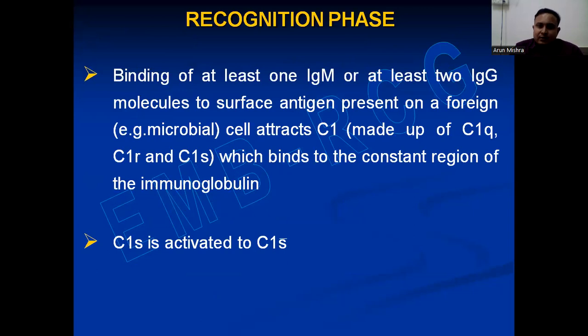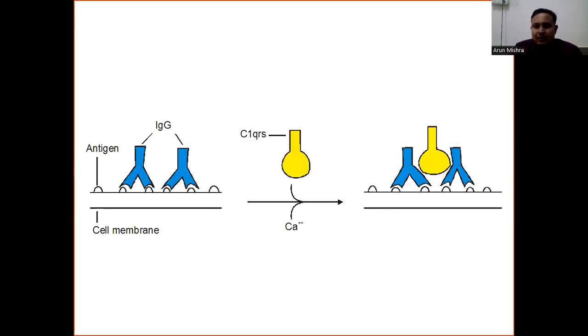The next is the recognition phase. Binding of at least one IgM or at least two IgG molecules to the surface antigen present on a foreign cell attracts C1, which binds to the constant region of the immunoglobulin, and C1 is activated to C1s bar. Diagrammatically, we can see here antigen with the antibodies coated over them on the cell membrane. The reaction produces C1qrs with calcium being in the medium.